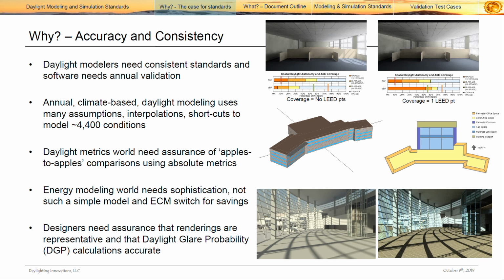And when we're doing these annual calculations, there's a lot of shortcuts that we take, a lot of assumptions, a lot of interpolation that happens. We're trying to estimate 4,400 some sun conditions, so there's a lot of shortcuts we take. The daylight metrics world needs this because we need more apples to apples comparisons. You need to be able to give a model to two different designers and get the same result.